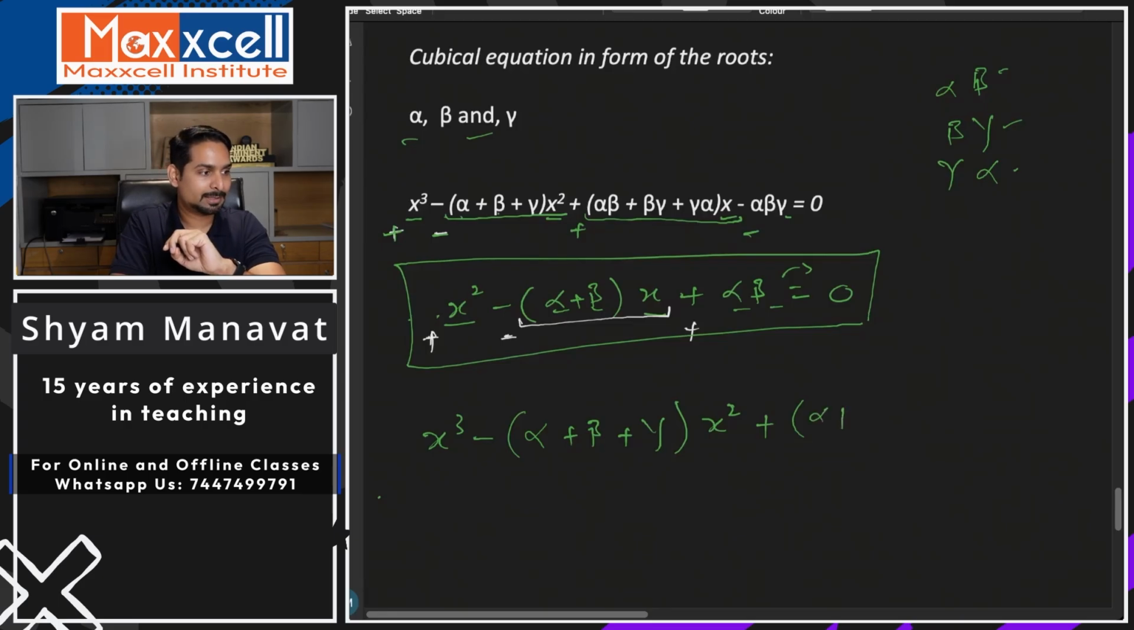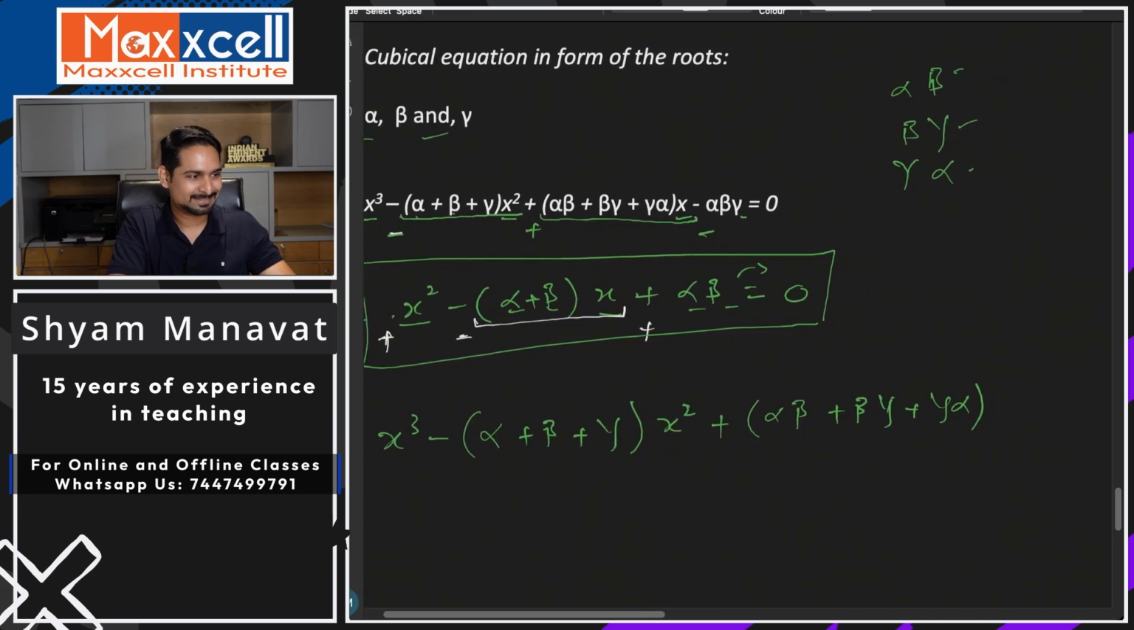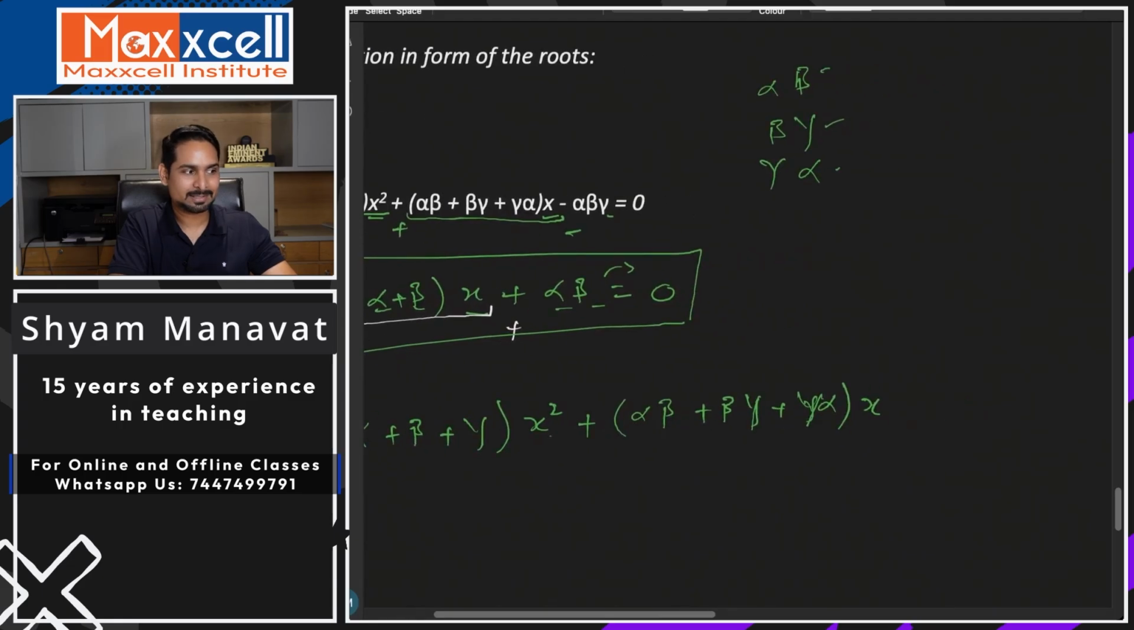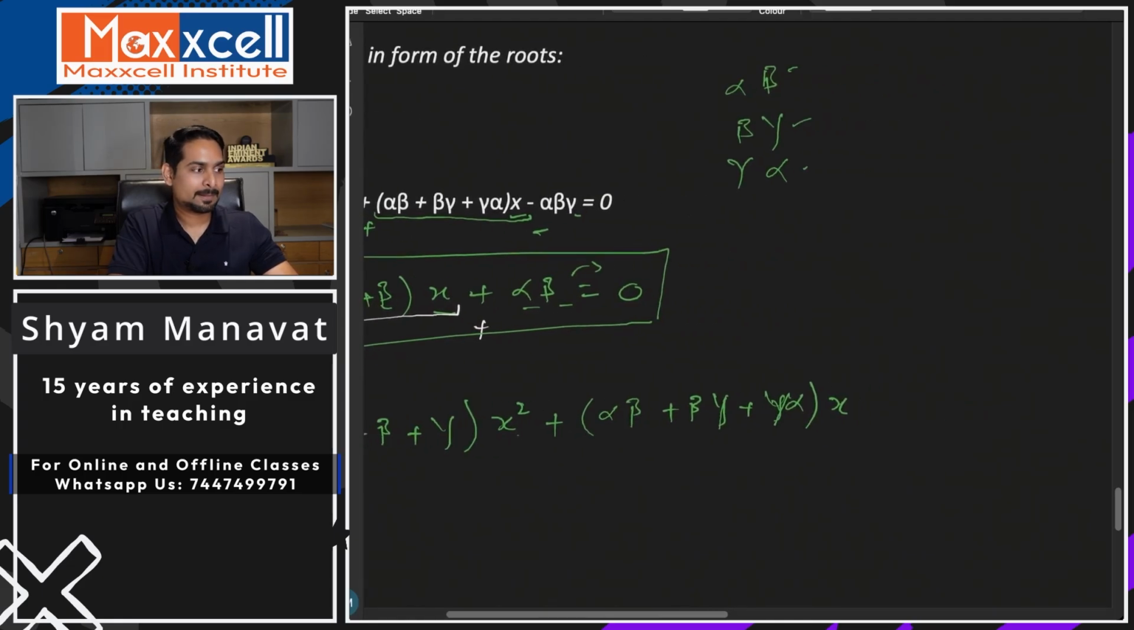That is alpha beta, then beta gamma, then gamma alpha. It's not y, okay, it's gamma, gamma rays, yes, into x. You got x square here, so now this should be x. It was positive term, so next term has to be negative. Then take all the roots at a time, alpha, beta and gamma, and that's equals to 0.